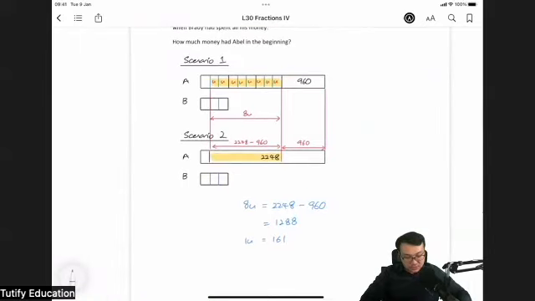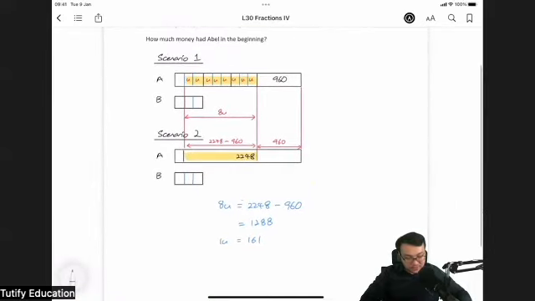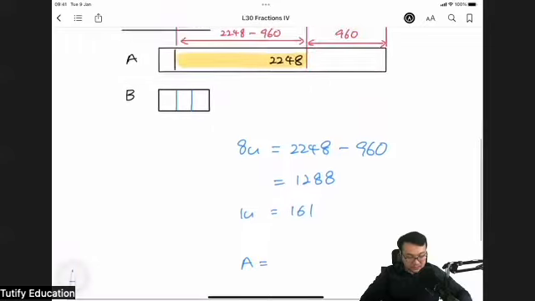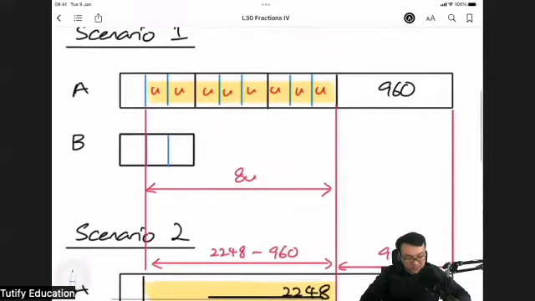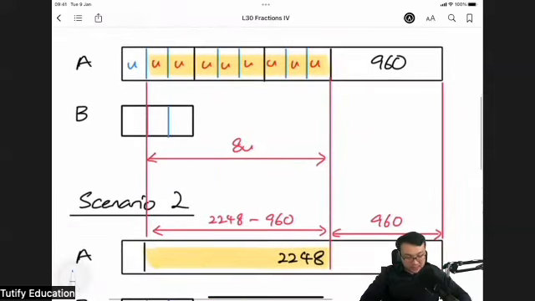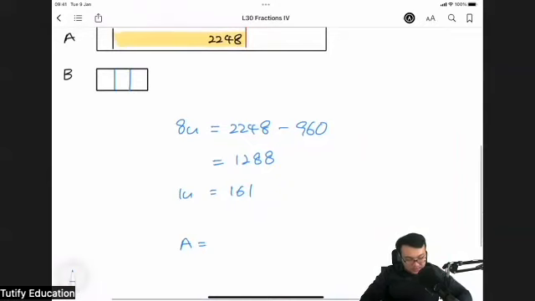Then now the question is asking you, how much money did Abel have at first? Okay, so let's find out how much Abel has at first. So if you go back to the first model, how many units do you see in Abel? 8. 8 is only the yellow color part. 9. Yes, 9. Because this is also 1 unit, right? Okay, so 9 units plus 960. So we can say Abel is 9 units plus 960.